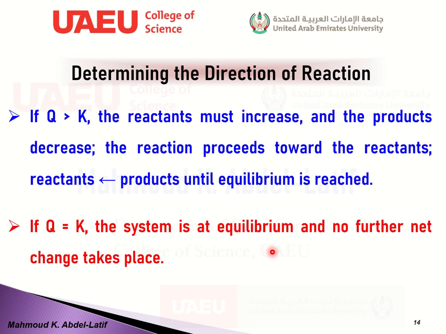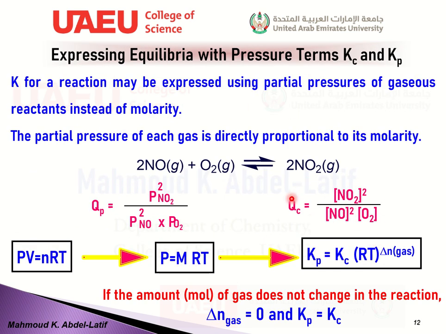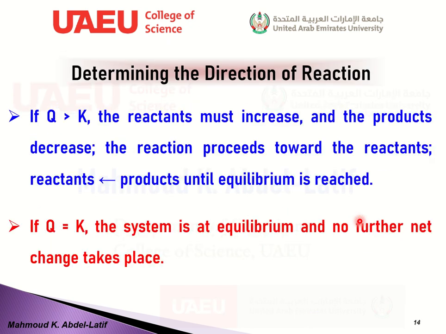Equilibrium is reached. If Q is larger than K, return to the equilibrium reaction quotient expression. If this value is larger than K, it means the concentration of the product is higher than the concentration of the reactants. In order to reach equilibrium, the concentration of the product should be decreased and the concentration of the reactants should be increased, which means the reaction will favor the backward reaction.